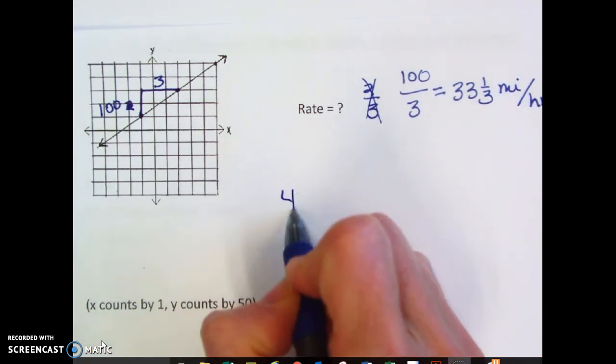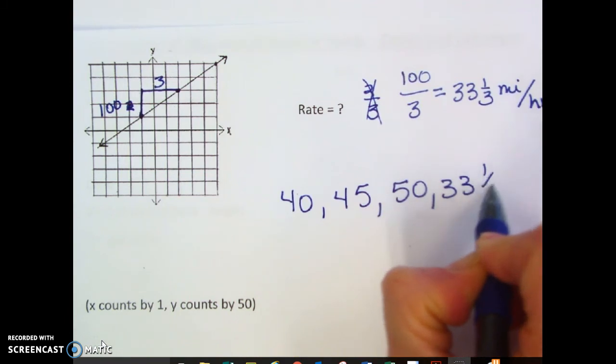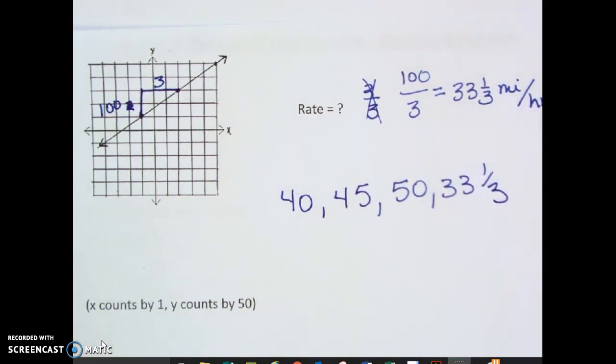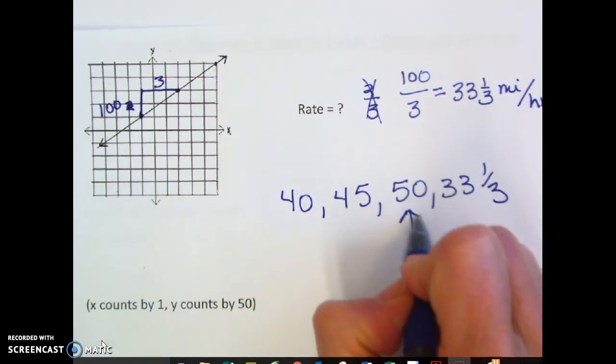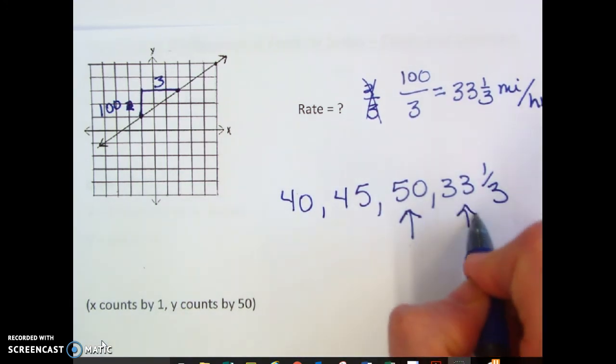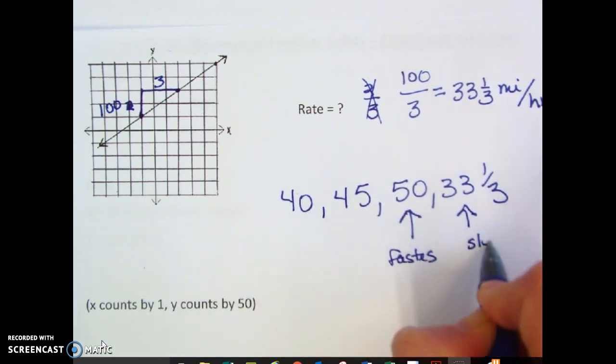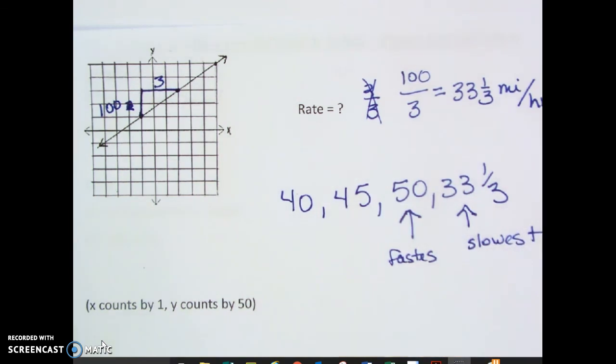So if we're comparing 40, 45, 50, and 33 1/3, which is the fastest rate? 50, because it's the largest. Which is the slowest rate? 33 1/3, because it's the smallest. So this would be the fastest, and this would be the slowest of the 4 rates. So to compare rates, to compare graphs, functions, we need to be able to find the rates and compare the rates.